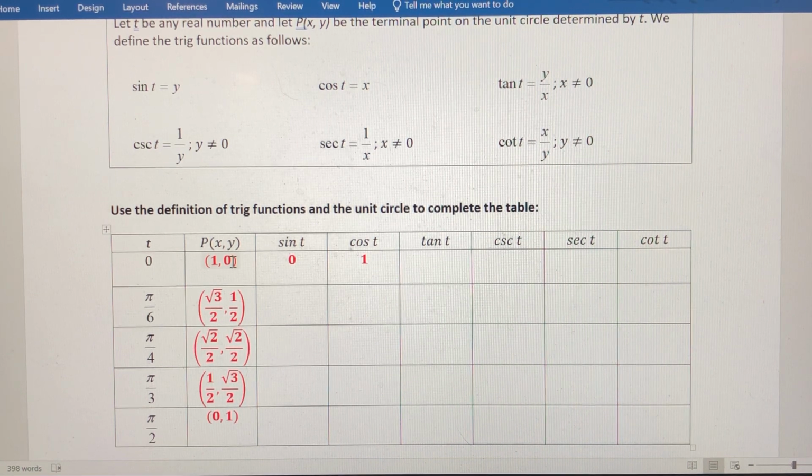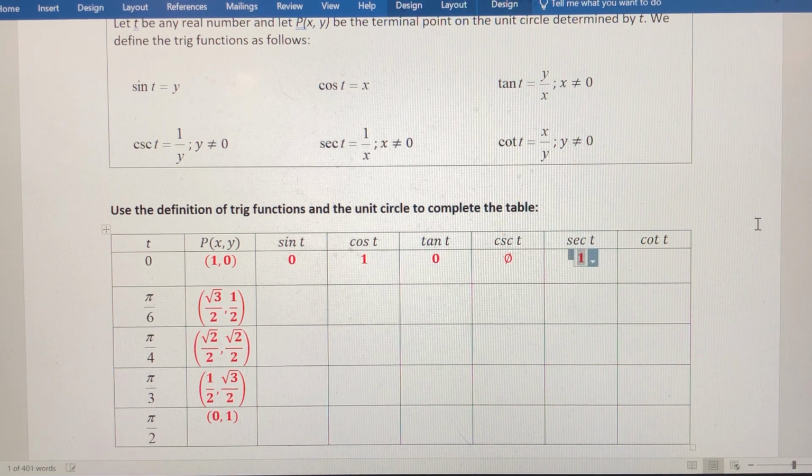Tangent is the y-coordinate, 0, divided by the x-coordinate, 1. Well, 0 divided by 1 is 0. Okay. Cosecant is 1 divided by y. Well, 1 divided by 0 is undefined. Secant is 1 divided by x. So 1 divided by the x-coordinate here is going to be 1. And cotangent is x divided by y. And again, we get 1 divided by 0, which is undefined, okay? So this would be the 6 trig functions for that special value t equals 0, okay?